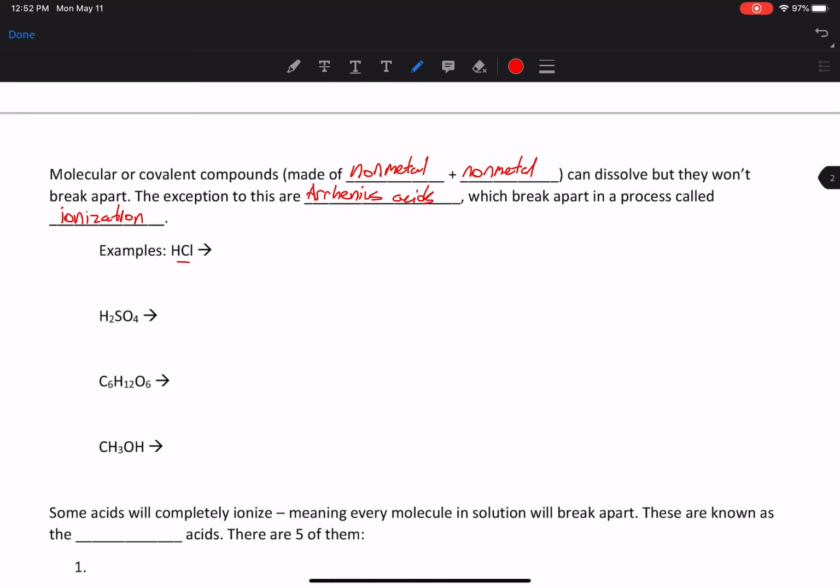So HCl, this is hydrochloric acid, so this will break apart into H+, that's aqueous, plus Cl-, which is also aqueous. This one is sulfuric acid, so the H's will break off of this, and there's 2 of them, so we're left with 2H+, again that's aqueous, plus SO4, and this has a 2- charge. That is also aqueous.